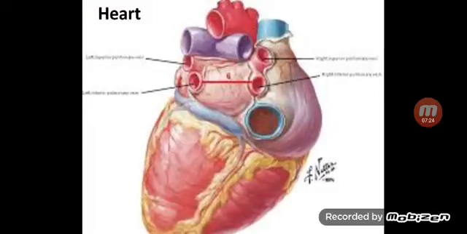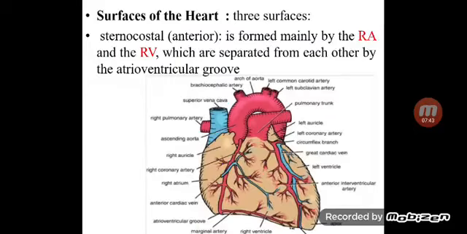Heart. The heart is a hollow muscular organ, pyramidal in shape, situated in the pericardium in the middle mediastinum. The heart has many surfaces and borders. What are the surfaces of the heart? The heart has 3 surfaces.